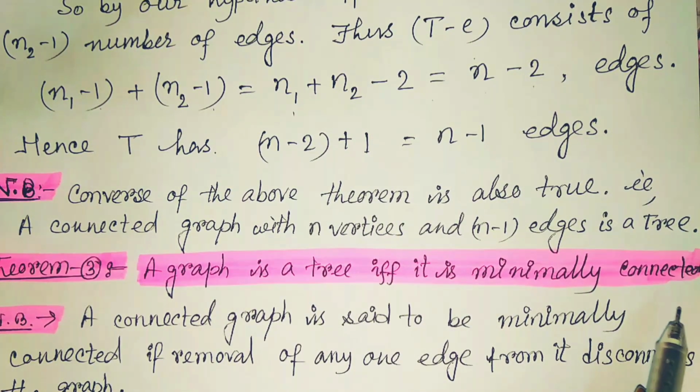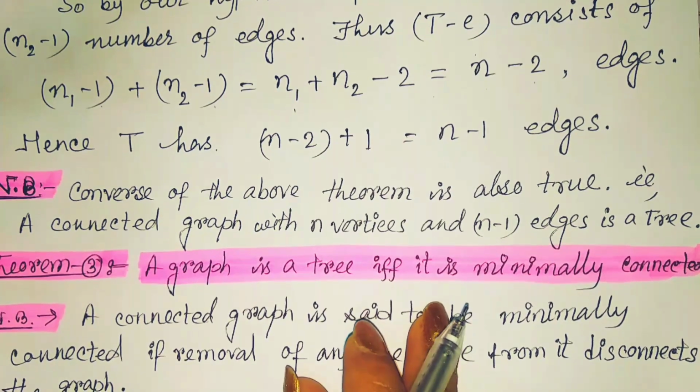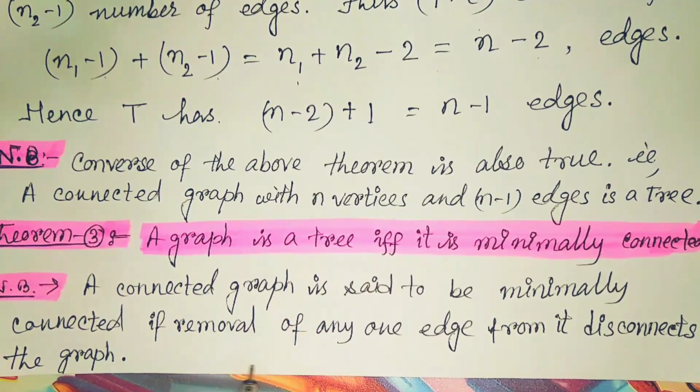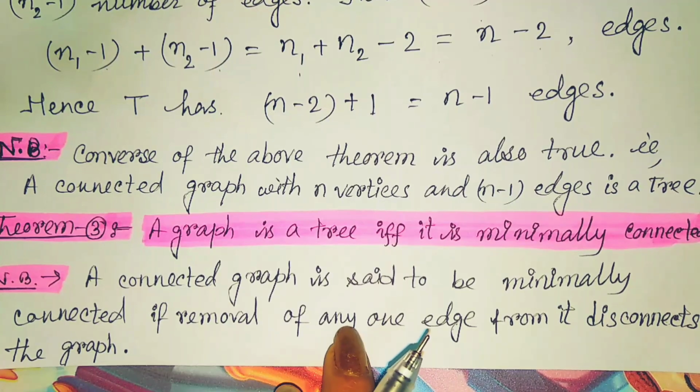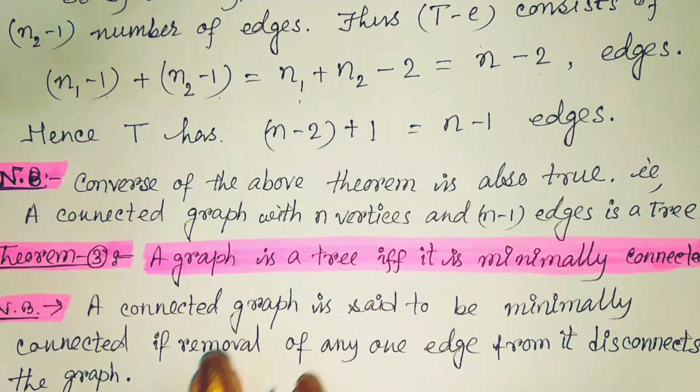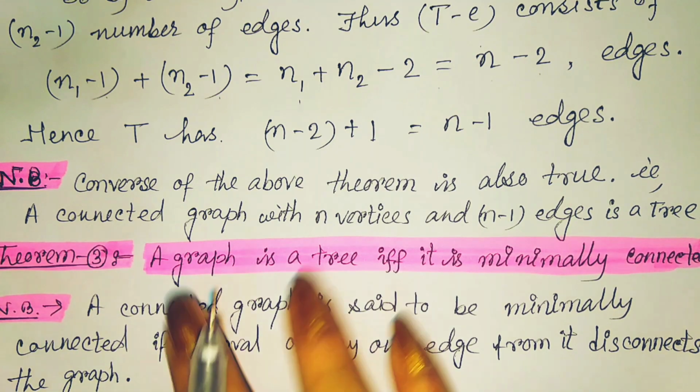it is minimally connected. So minimally connected, what does it mean? A connected graph is said to be minimally connected if removal of any one edge from it disconnects the graph. That means if we remove at least any one edge from the given graph, and after removal of that edge the graph becomes disconnected, then we can say the given graph is a minimally connected graph. And a minimally connected graph always has to be a tree.